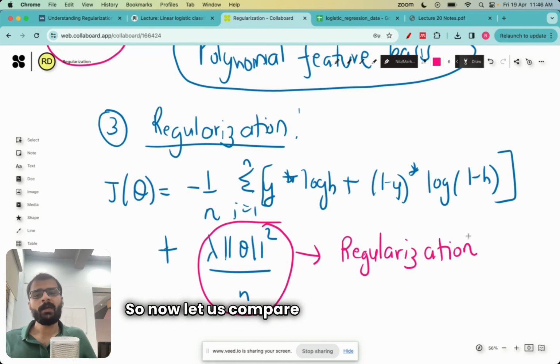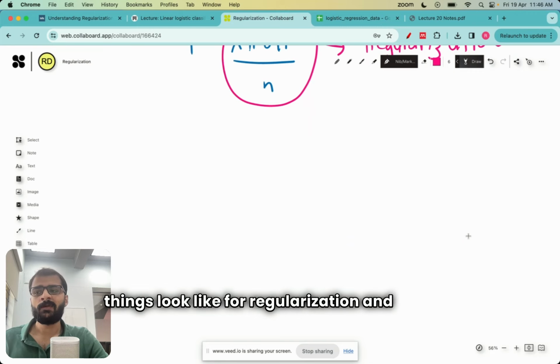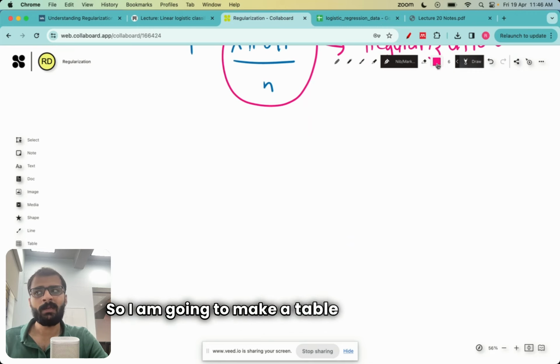So now let us compare how the different things look for regularization and without regularization. I'm going to make a table here right now.